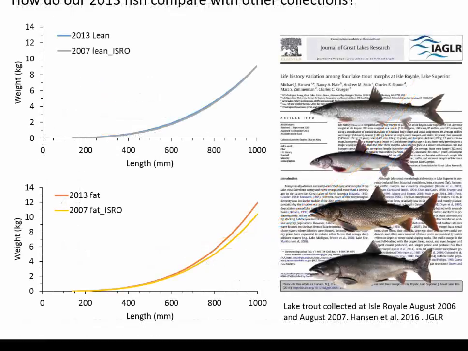So then how do these fish compare to the fish that Mike talked about in his presentation? This will get at the question of how representative our sample was of 2013 fish versus the Isle Royale fish, which you would think of as probably a low fished population more than the general population of the lake. Very similar, basically exact, for leans, and then our fish, our lake-wide sample, were a little bit fatter in general than the Isle Royale fish.